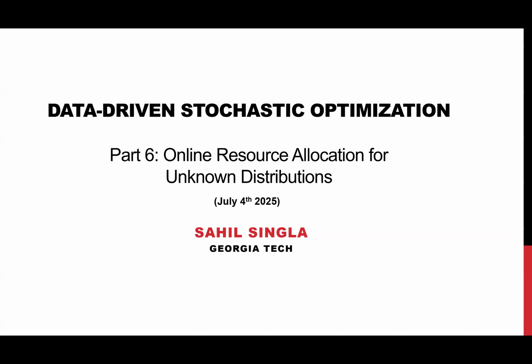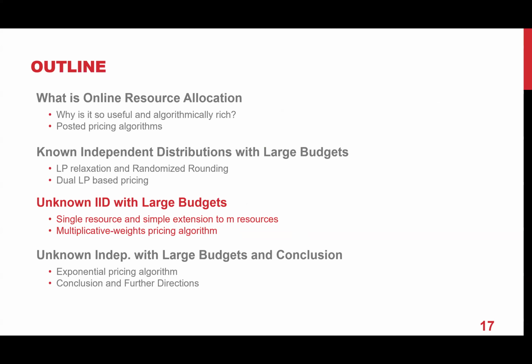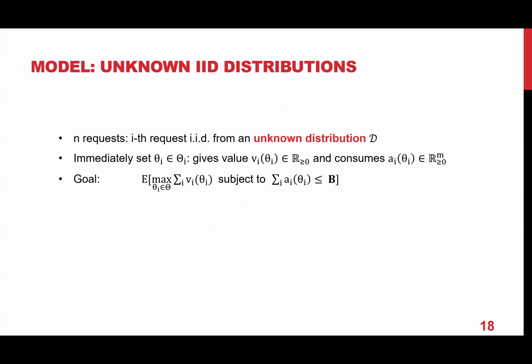Yeah, so we'll continue discussing online resource allocation for unknown distributions. Good. What we've already talked about is how to handle the known distribution case, but now we have unknown distributions. So the setup is IID from unknown distributions. First, let me talk about IID more.